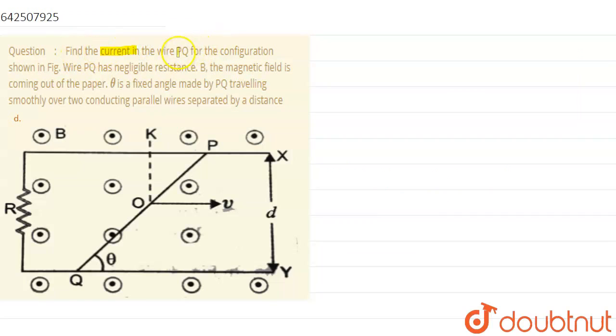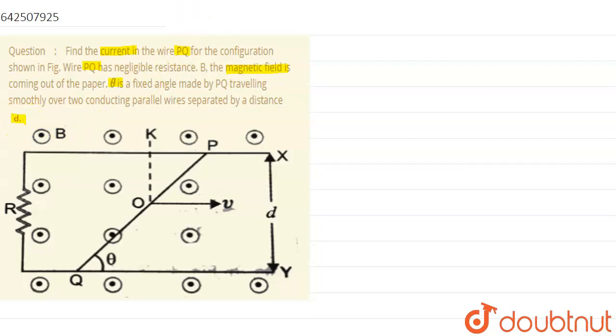The question states, find the current in the wire PQ for the configuration shown in the figure. Wire PQ has negligible resistance. B, the magnetic field, is coming out of the paper. Theta is a fixed angle made by PQ, traveling smoothly over two conducting parallel wires separated by a distance D.